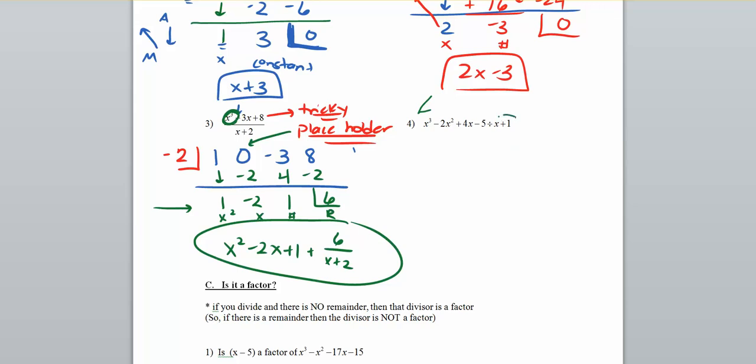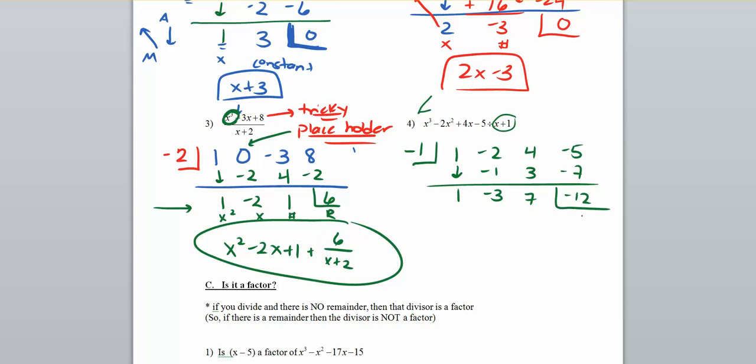Okay, if I'm dividing by x plus 1, my 0 is a negative 1. My coefficients are 1, negative 2, 4, and negative 5. I'm going to bring down my first term. I'm going to multiply and then add. I'm going to box this off. This is my remainder. This is my constant term, my x term, and my x squared term. So my answer would be x squared minus 3x plus 7. My remainder is negative 12 over, not just negative 1, over x plus 1. And that would be the answer to that problem.